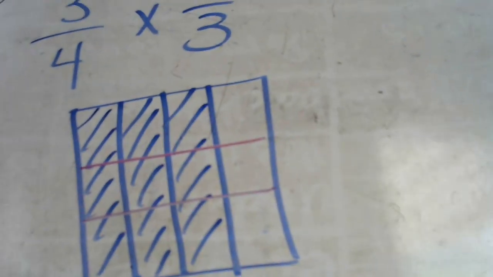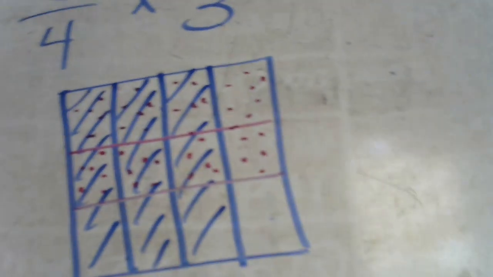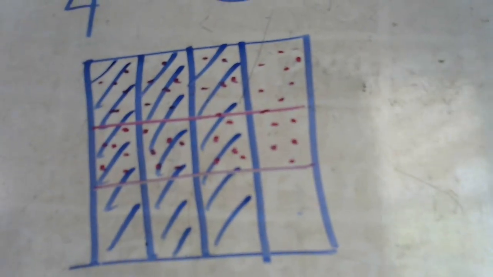Now my other factor is 2/3. So I'm going to split the same model into 3 equal parts. And I'm using the pink marker so you guys can see that I've split it into 3 parts. Okay. Now I have to shade 2 of those. I'm going to use dots. Remember, you have to go all the way across the row. Okay, so there you go. I've gone all the way across and I've shaded 2/3.